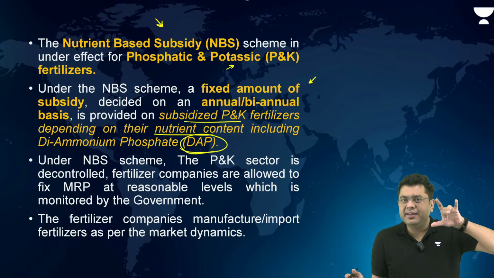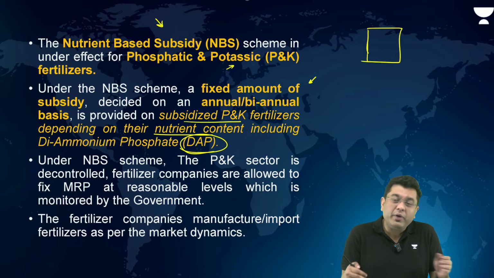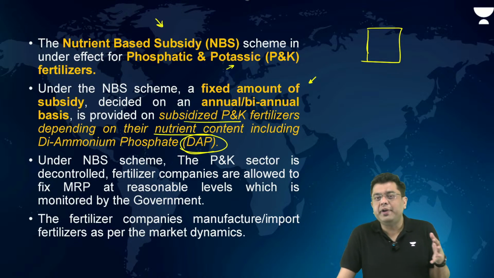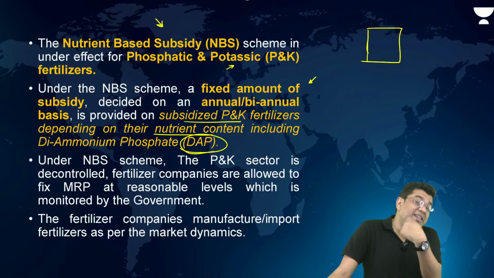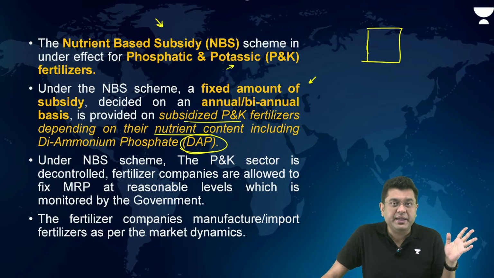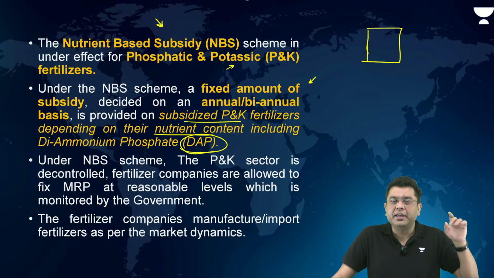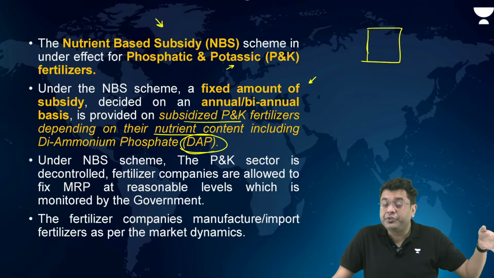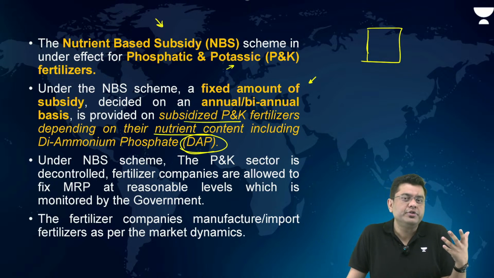So any fertilizer, let's suppose I have a bag of fertilizer. Now in that, what is the content of phosphate? What is the content of, let's suppose, potash? Based upon that, I will give the subsidy. Based upon that, the government will provide the subsidy. What this ensures is that the random misuse of the fertilizer is not done. A slightly more judicious use is done.